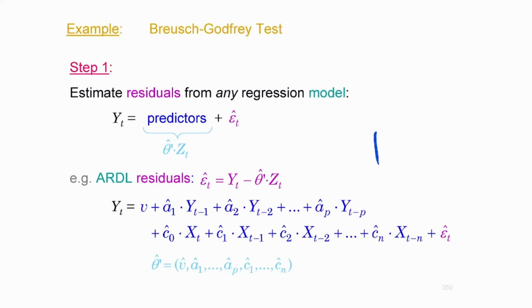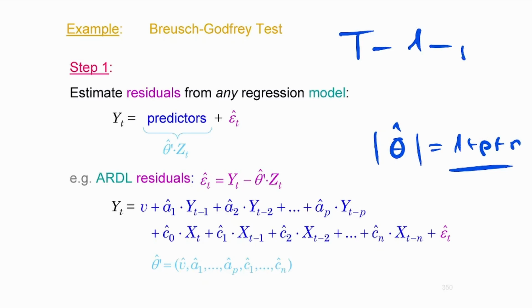So the number of parameters involved is going to be 1 plus P plus N. You understand what I'm saying? These are the number of parameters: P for the autoregressive part, N for the distributed lag part, and 1 for the constant. Is it clear, guys? Then if the time series has T observations, the effective number of observations is going to be T minus 1 minus P minus N. This is the effective number of observations of an ARDL model.